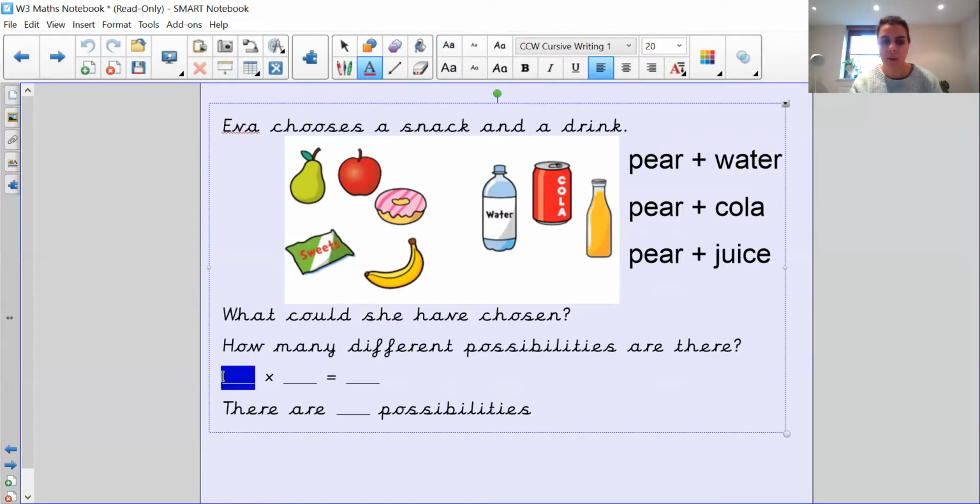Okay, so my first one is how many of the snacks has she got? She's got 5 snacks. So my question is going to be 5. And then how many drinks has she got? She's got 3 different drinks. So to work out how many possibilities there are, it's going to be 5 times 3. Now you know your 5 times table, so we can count in our 5s, 5, 10, 15, so my answer would be 15, or you can count in your 3s, 3, 6, 9, 12, 15. So the number of possibilities there are is 15. So like I said, you can write them out to help you, but there is a quicker way of doing it. You just multiply how many there are each.